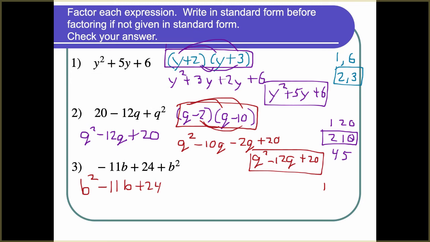And the factors are 1 and 24, 2 and 12, 3 and 8, and 4 and 6. And you do not have to write this stuff out if you can see it right away. But if you don't see it, making these little factor charts will help you see what's going on. And 3 and 8 will add up to 11. If they're both negatives, they will be negative 11. So we have b minus 3 and b minus 8.